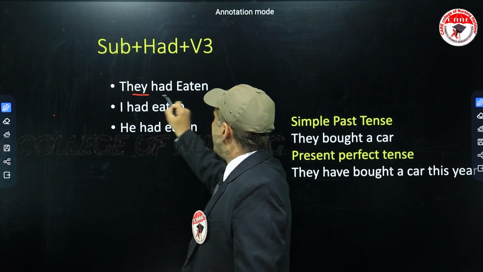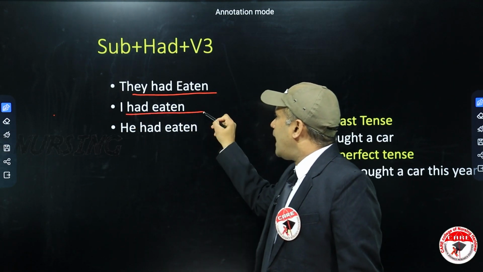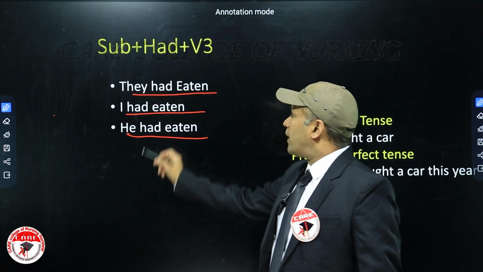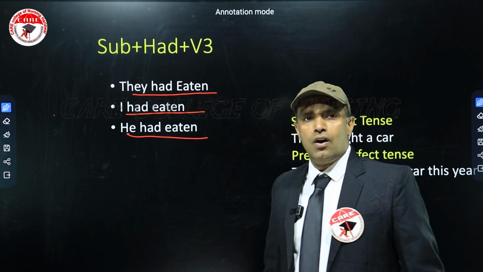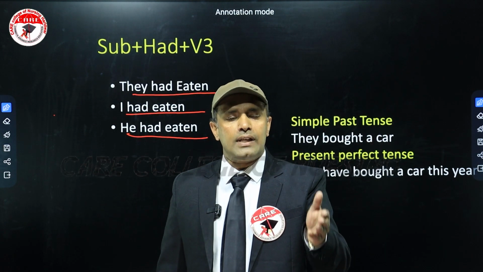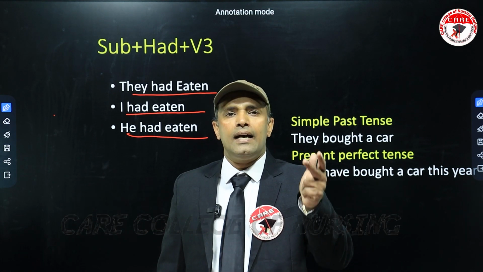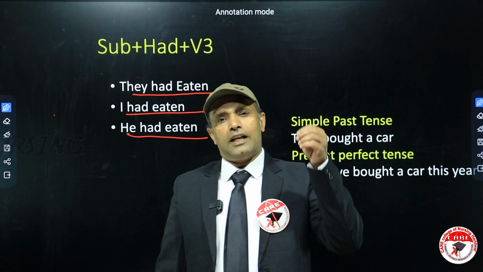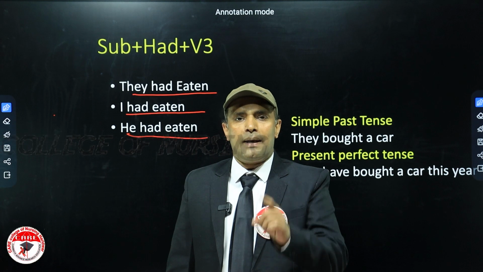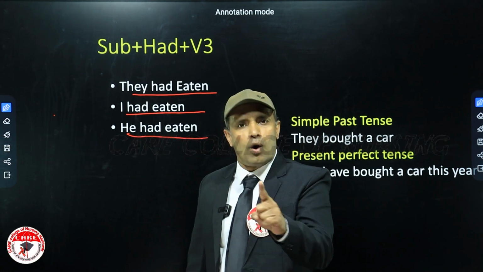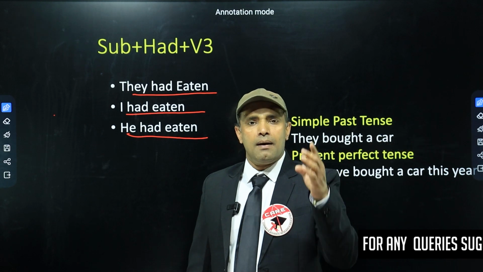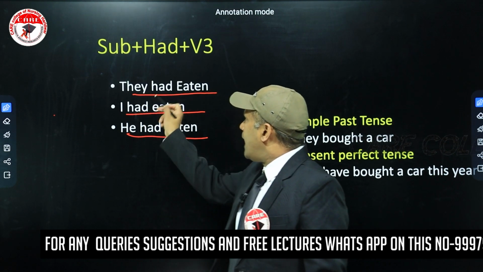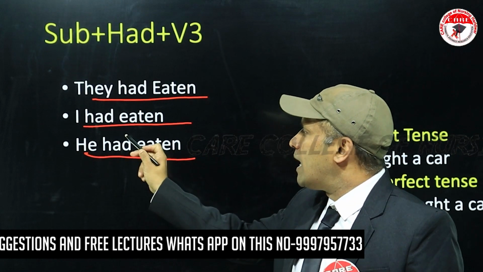Okay, they had eaten, I had eaten, he had eaten. So remember that there is no change. Okay, so everywhere use just had. If it's present perfect tense, we use I have, you have, he has, she has. Right? So if the subject is third person singular, we use has. But in past perfect tense, there is only one form, no matter what type of subject it is. Right? First person or second person, third person, there is no difference at all. Okay, so I had eaten, they had eaten, he had eaten.